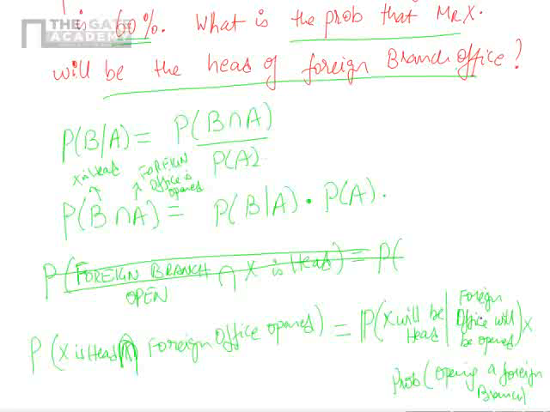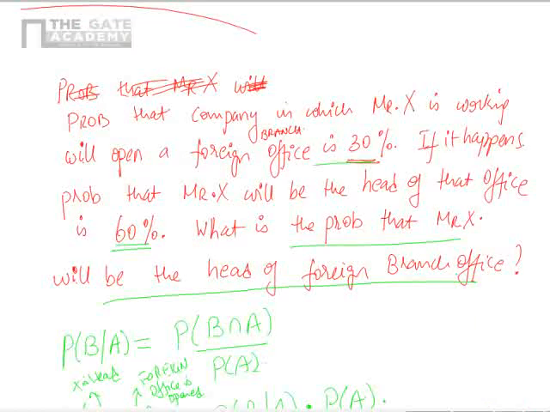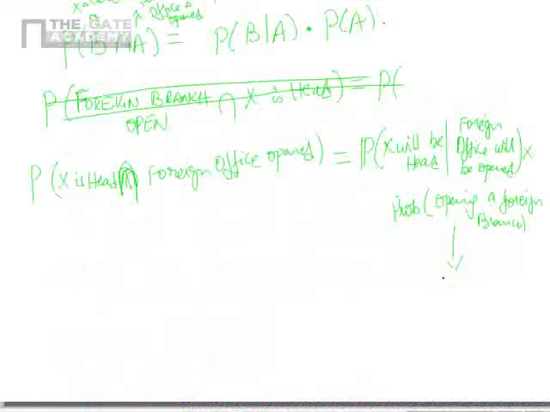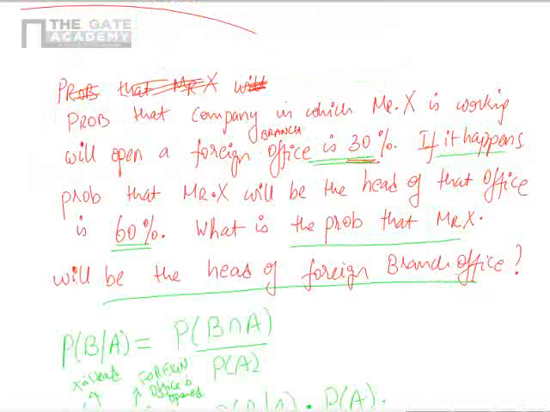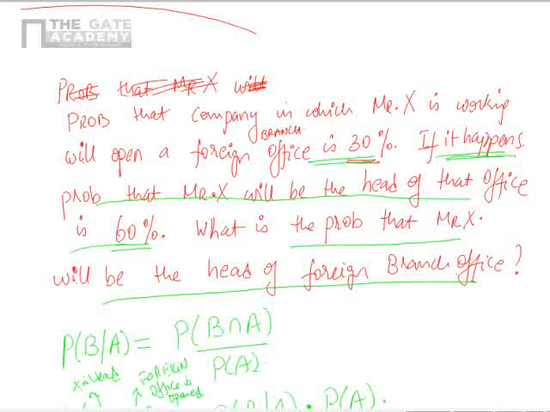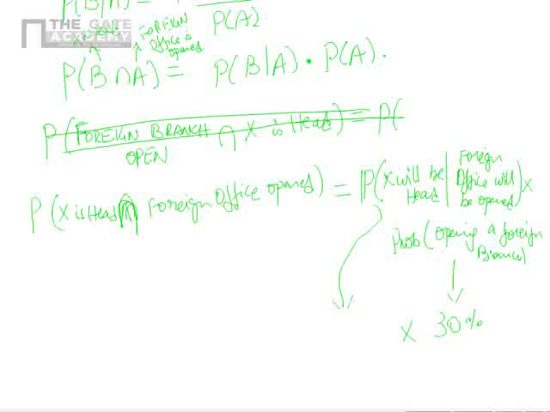Correct? See, probability that a foreign branch office will be opened is 30%. Then, if this happens, probability that Mr. X will be the head of that office is 60%. That means this is the conditional probability. If the office is opened in foreign, the probability that X will become head is 60%. So, this value is 60%. So, there is totally 18% chance: 60 by 100 into 30 by 100, so this will be 1800 by 10,000, that is nothing but 18%.